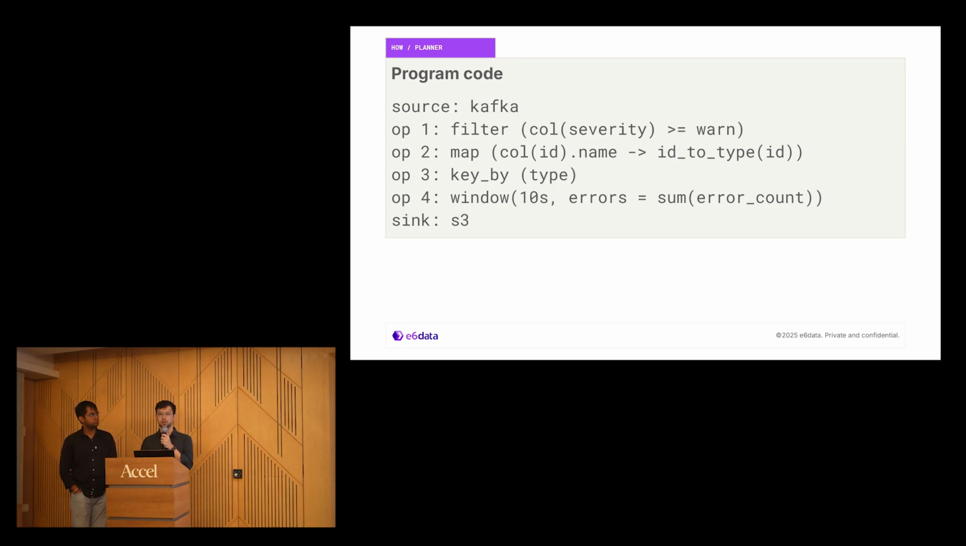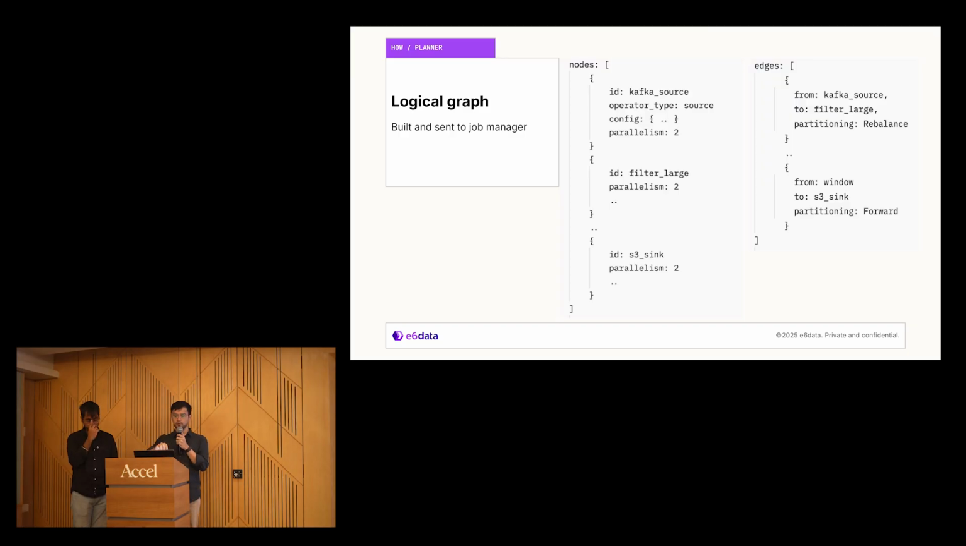You can't do that, right? You need to support n number of operators. So that's where this notion of logical graph comes in, which is built by the planner layer and sent to the job manager, right? We'll talk about what the job manager does with it.